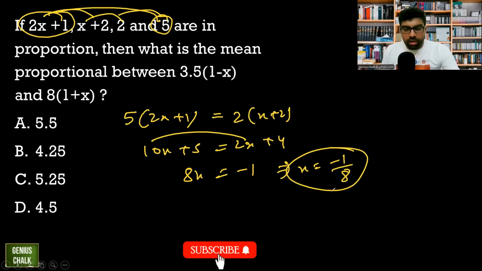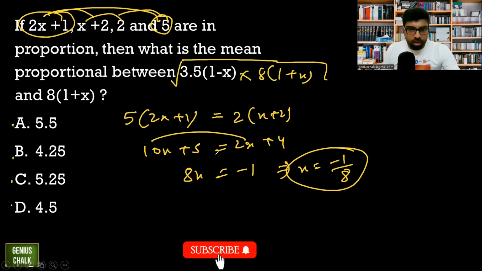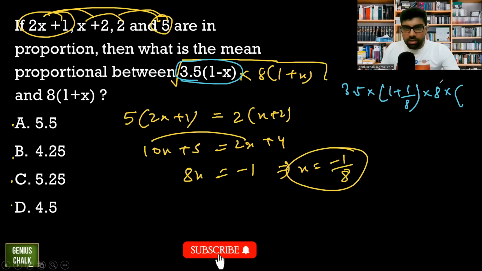Now, why is this a fraction? Because the option also is in fraction. So x could be a fraction also. Okay, now put the value. The mean proportional is the square root of this and 8 into 1 plus x. So putting the values, 3.5 into 1 minus x. 1 minus of minus 1 by 8, so this is 1 plus 1 by 8. Multiply by 8. 1 minus 1 by 8 because the minus sign is there. So it will be 7 by 8.